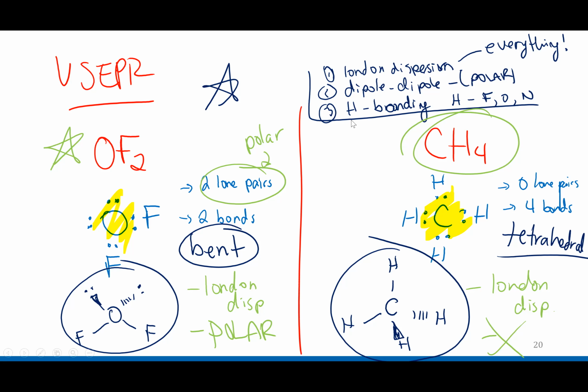And OF2, I don't know if I'm understanding the question in the chat right, but there's no hydrogen bonding in either of these. There's no hydrogen bonding because none of these chemicals have a hydrogen bonded to N, O, or F. So OF2 does not have hydrogen bonding because there's no hydrogen. If there's no hydrogen, it can't happen.